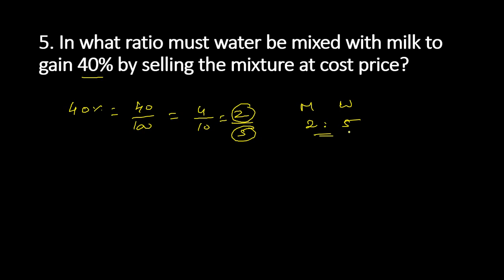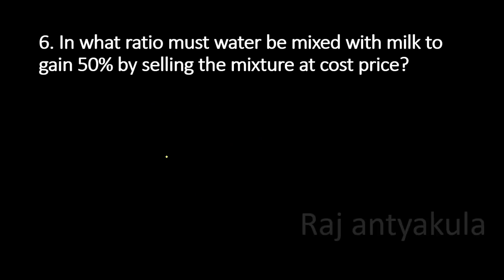Let us go for another example. In what ratio must water be mixed with milk to gain 50% by selling the mixture at cost price? Simple. 50% is equivalent to 50 by 100, which equals 1 by 2. For every 2 parts of milk, you have to add 1 part of water. So water and milk must be mixed in the ratio 1:2.